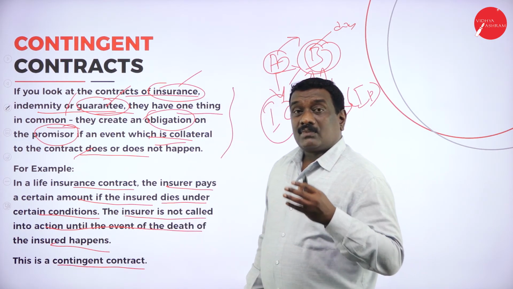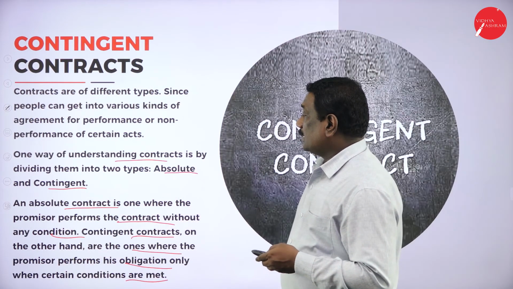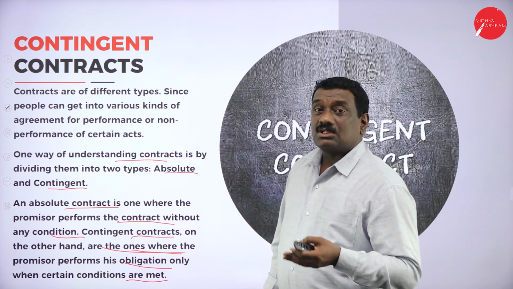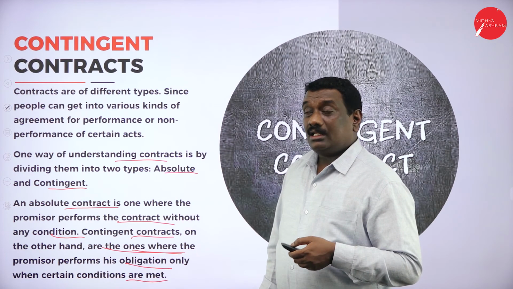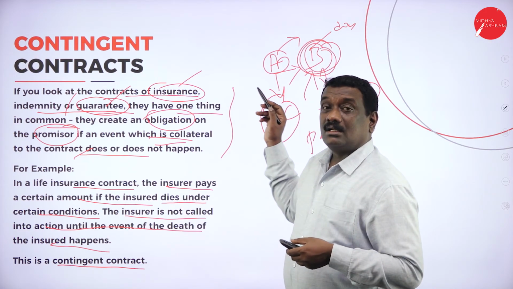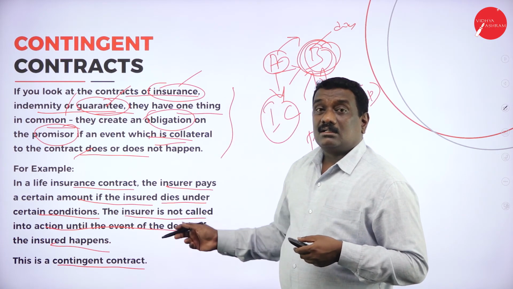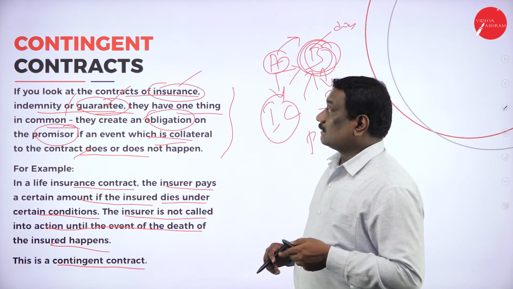Under a contingent contract, as I told in the definition, the promisor performs his obligation only when the conditions are fulfilled. Only if B, that is the insured, dies, on the happening of that particular event, is the insurer going to pay. So this is an example of a contingent contract.